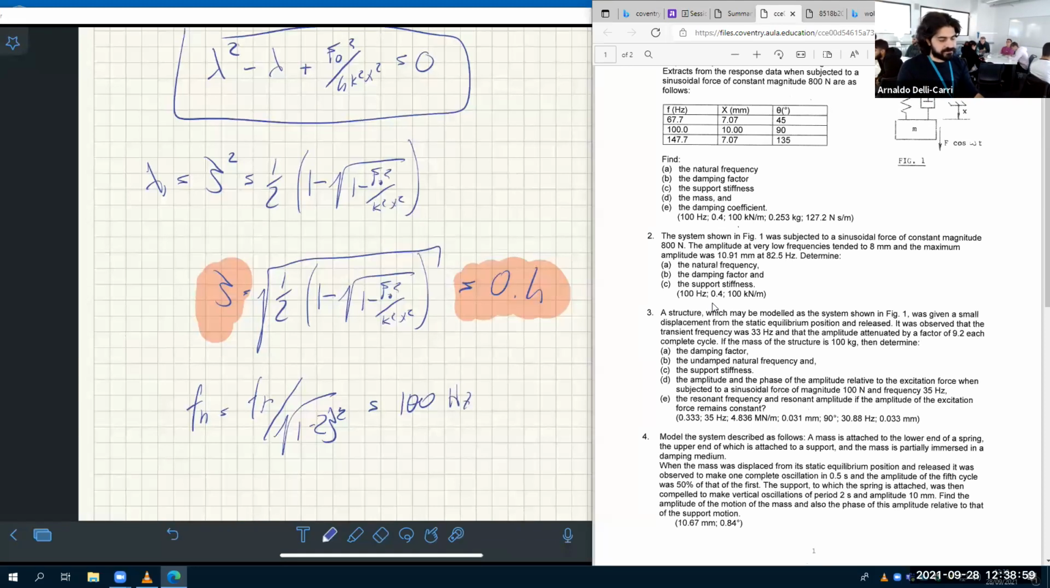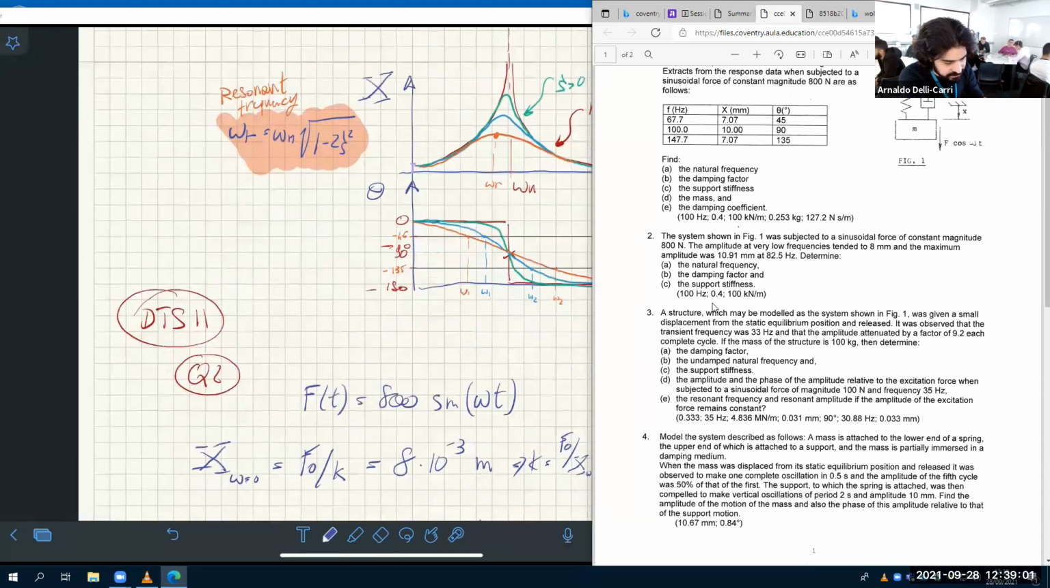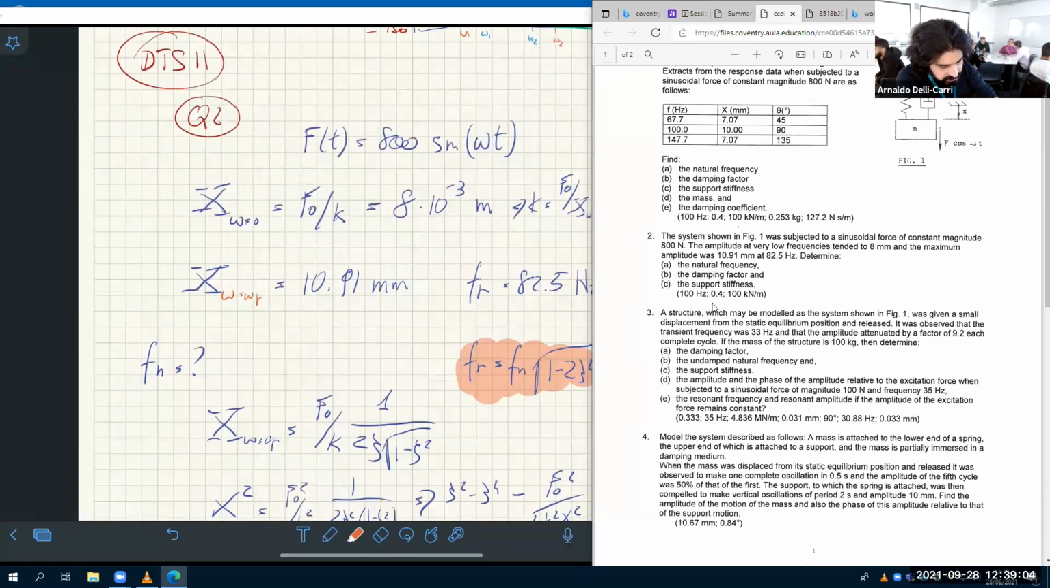And the support stiffness, which is what we found earlier. So this is also a result, is 100,000. It is 100,000 newtons per meter, which is 100 kilonewtons per meter.